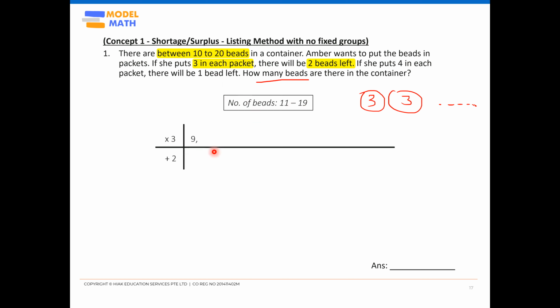Now I can start from 9. The reason why I can start from 9 is because when later I plus 2, 9 plus 2 is 11, and 11 falls within this range. So you can start from 9.